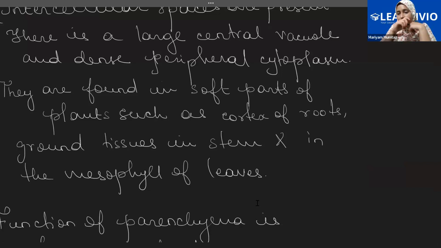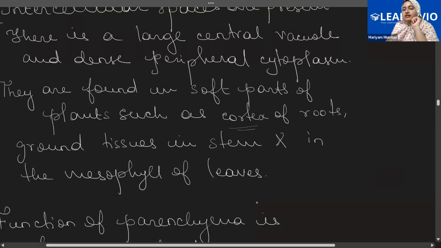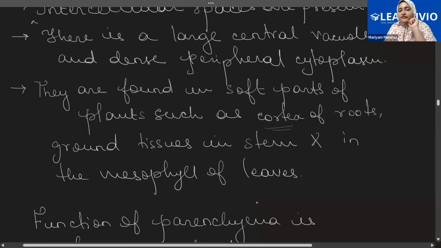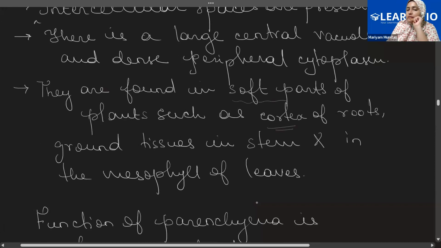What is mesophyll? Mesophyll are specialized cells of the leaf that contain the chlorophyll molecule. And cortex is a part of the root that has the xylem and phloem. This is a little higher than what you have to study. For now, just understand that these are the examples. There are many things in the cortex, but it is not for your syllabus. Just understand that these are the places where parenchyma is found. Mostly all the soft parts of the plant have parenchyma. Clear? Any doubts up until now, students?